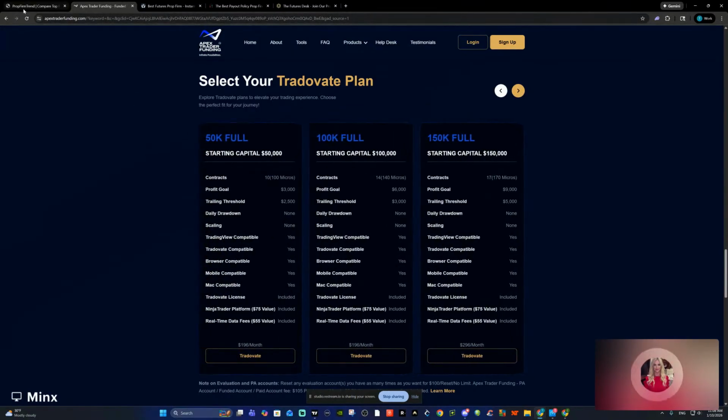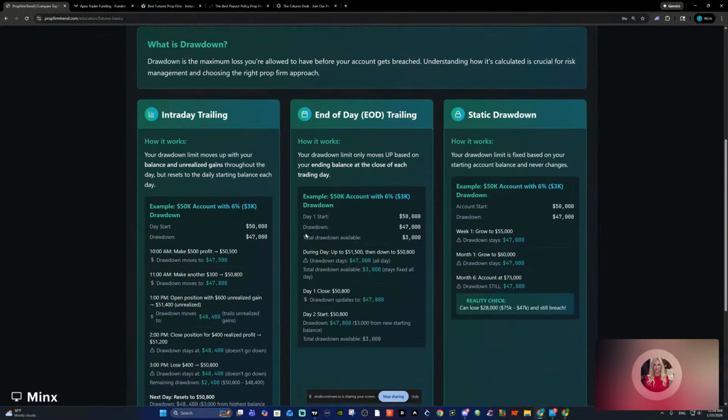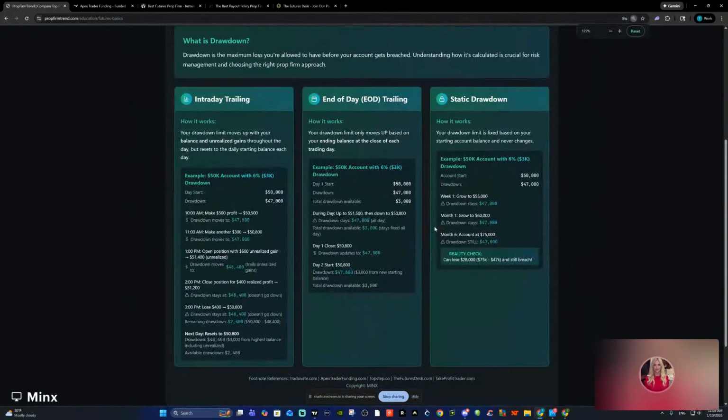So back to here. And now you guys are going to understand the difference between these accounts. So what is a drawdown? Drawdown is the maximum loss you're allowed to have before your account gets breached. Understanding how it's calculated is crucial for your risk management and also for choosing the right prop firm approach. So intraday trailing, how it works: your drawdown limit moves up with your balance and unrealized gains throughout the day, but it resets to the daily starting balance each day.